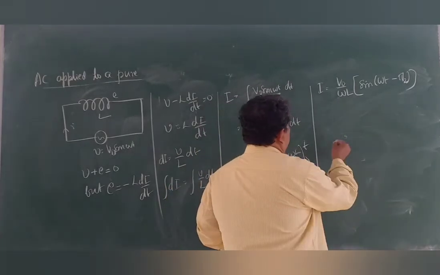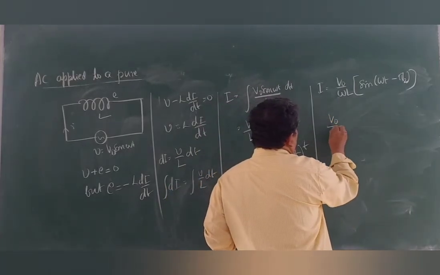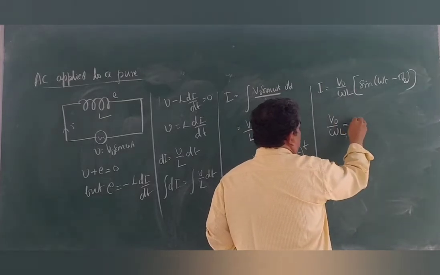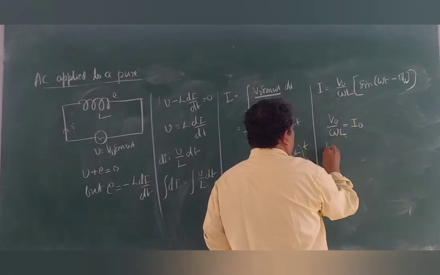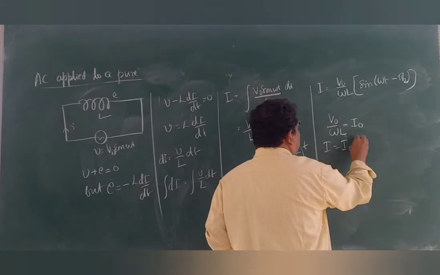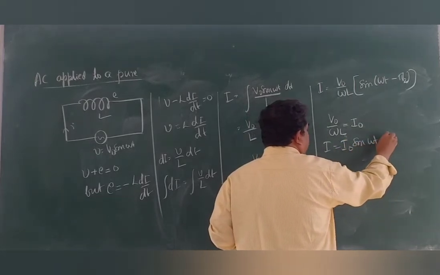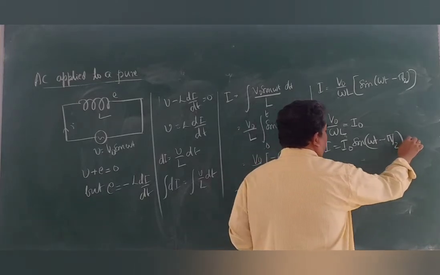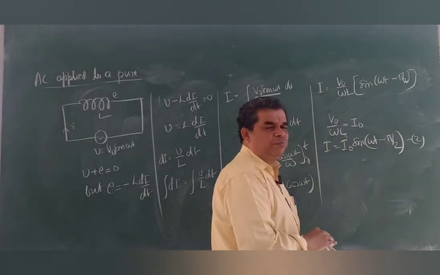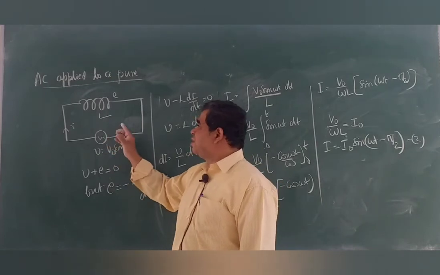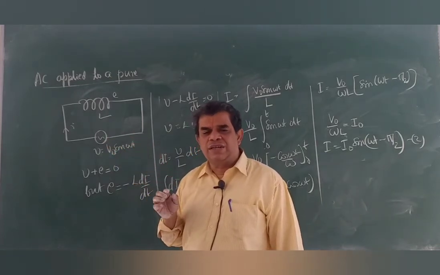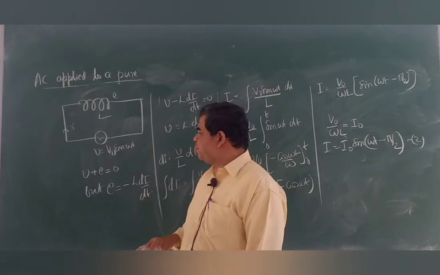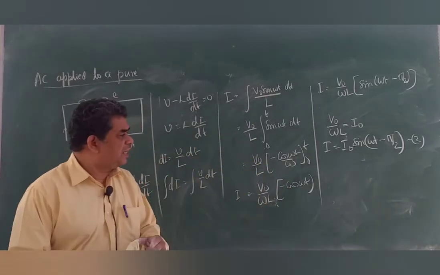Therefore, observe carefully. V naught by omega L we call I naught. Therefore, I equals I naught sin of omega t minus pi by 2. This is the expression for current in the pure inductance circuit. Here also, what do we mean by pure inductance? No resistance, nothing, only inductance effect. That is why we call it pure inductance, and that is the expression.